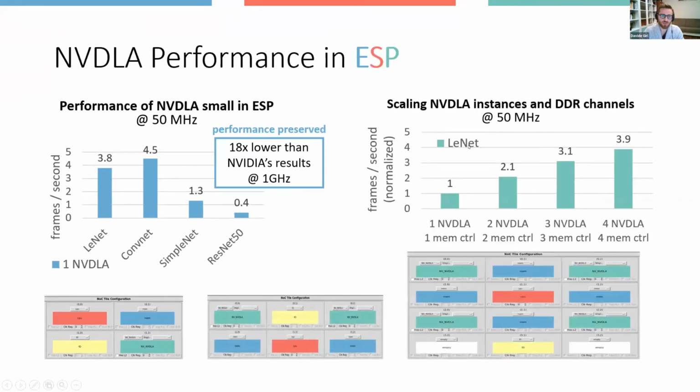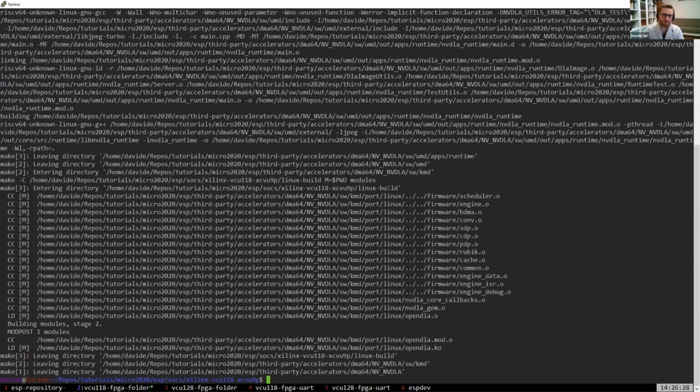We have shown with ESP at CARV this year that we are able to construct SoCs with multiple NVDLA instances, multiple memory links, and we show that we can run some known neural networks, and that we can get a good scale up in performance by parallelizing work on multiple NVDLA. In the meantime, we compiled the software of NVDLA and we generated the hardware just with one simple make command.